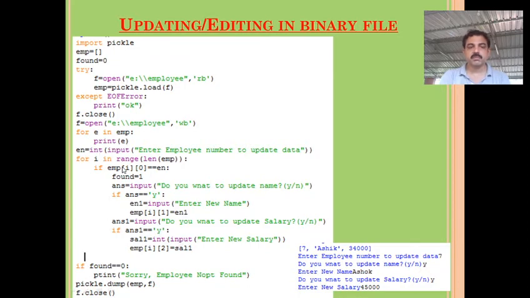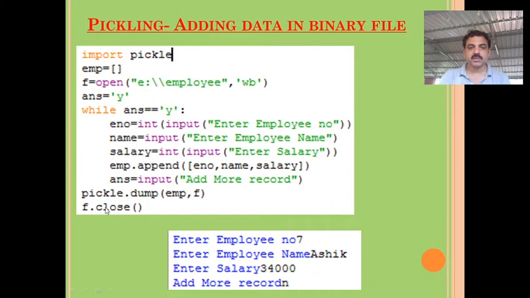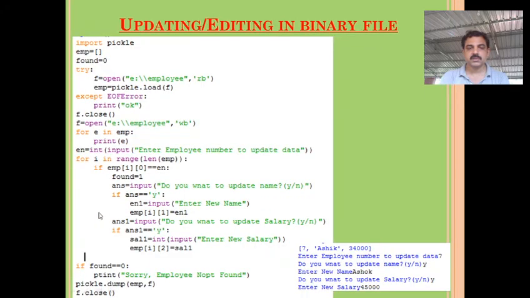If the employee is not found, then what happens is, a sorry, employee not found message will be displayed. So pickle.dump. The new data should be updated, right? So EMP contains the new data, it has to be dumped on F. Okay. So this is how updating works.